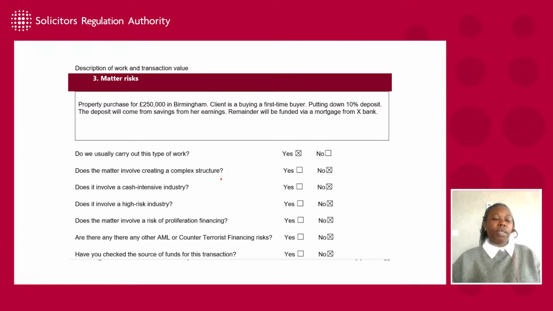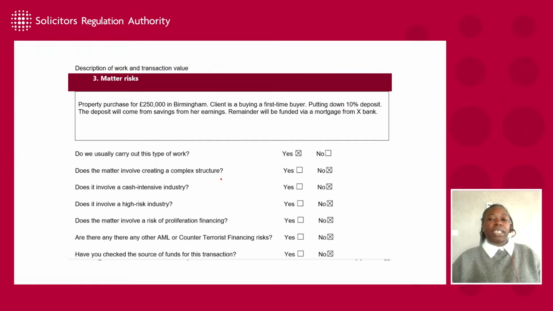Thanks, Declan. So now moving on to section 3 of the template, which focuses on assessing matter risks. As I mentioned earlier, a matter risk assessment should focus on the specific risk factors that the matter presents. The description of the work and the value of the transaction is something that we often notice missing on the risk assessments of the files we review. Aside from the fact that it is a requirement under Regulation 28(3A) of the money laundering regulations, noting this information will be a useful reference point, again, as the matter progresses.